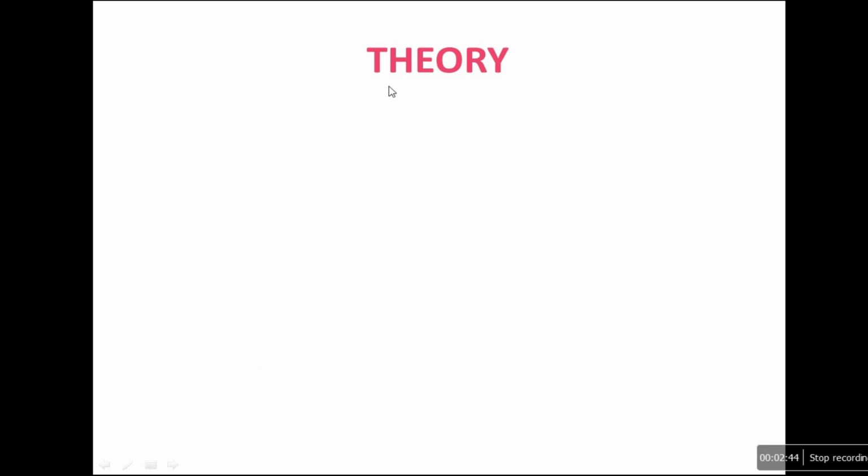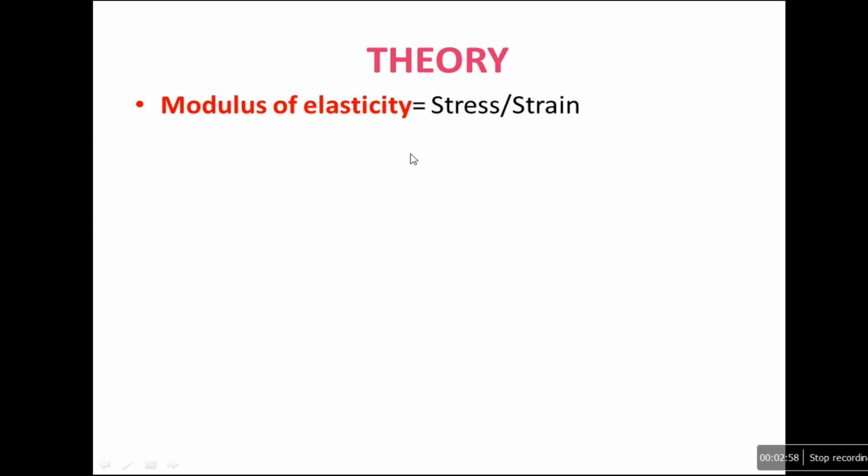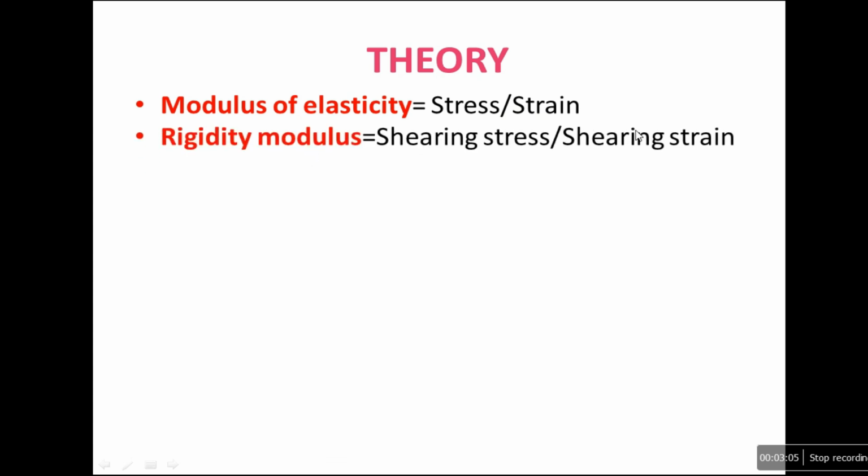And before doing the experiment, we should know some theory also. What is the modulus of elasticity? Already we learned in the theory part. Modulus of elasticity is nothing but the ratio between stress and strain. Hope you understand what is stress and strain. So rigidity modulus is nothing but shearing stress by shearing strain. In modulus we have three types: one is Young's modulus, second one rigidity modulus, and third one is the bulk modulus. So in the torsion pendulum we are going to find out the rigidity modulus.